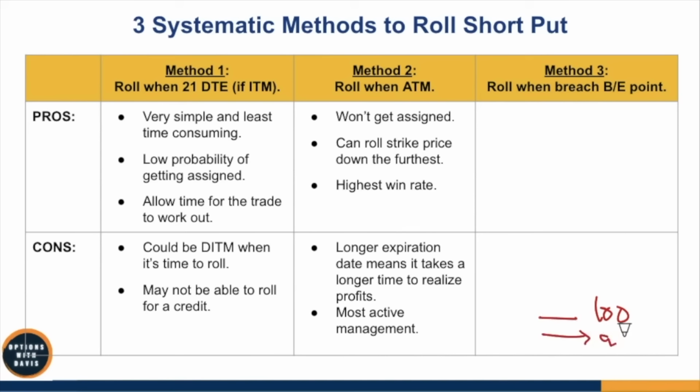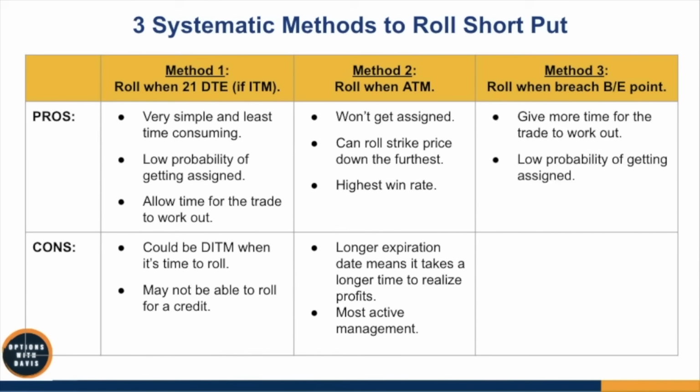So if the price comes down to $100, which is at the money, you don't roll it yet. You wait until it goes to $99, then you can consider rolling. So this is what it means to roll when it breaches your break-even point. All right. So what are the pros? The pros is that you give more time for the trade to work out. So compared to this, if you were to wait until it goes in the money, all right, it may just go back up before touching your break-even point. So in this case, you actually didn't even have to roll at all.